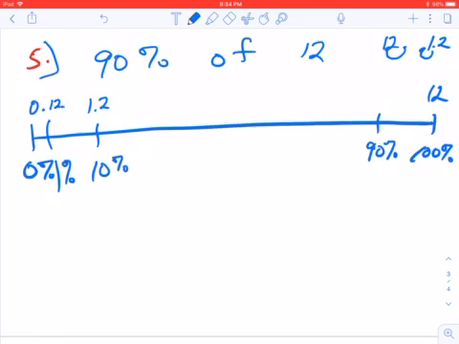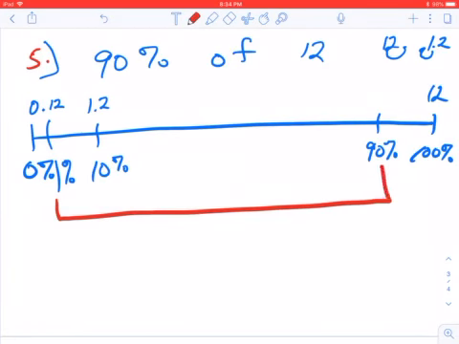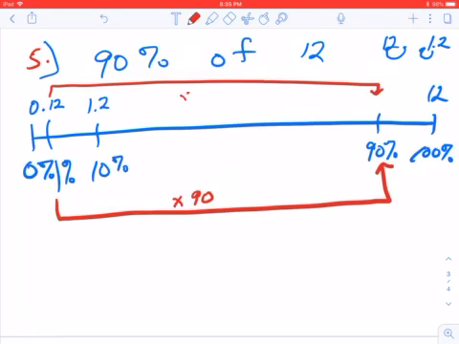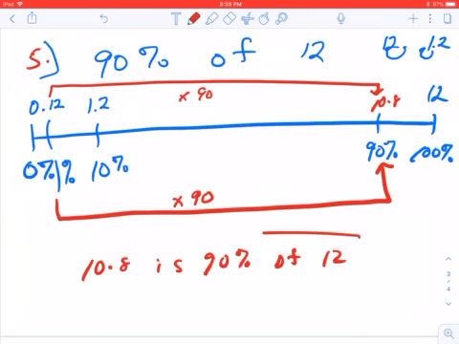Okay, so let me change colors. So to go from 1% to 90%, you're multiplying times 90. So that means you're going to take 0.12 times 90, the same amount. And now let's go ahead and multiply that on the calculator. So 0.12 times 90 equals, and that's going to give us 10.8. So it's almost 11. You can see that's getting pretty close to 12. So 10.8 is 90% of 12.